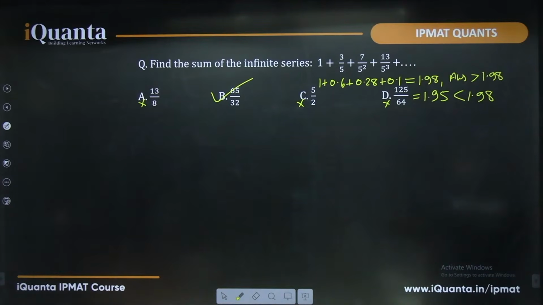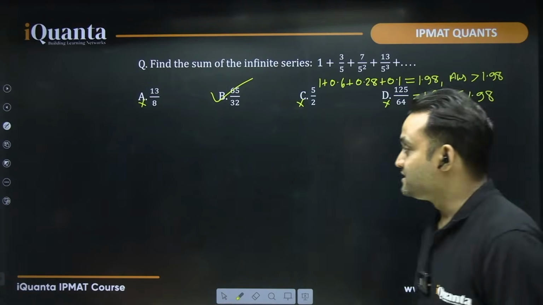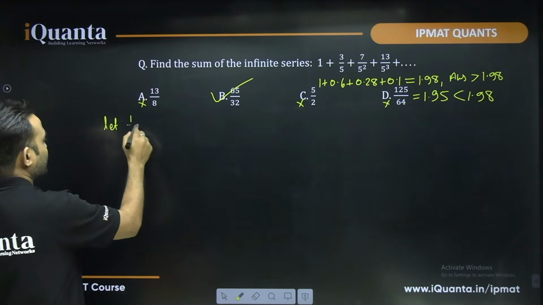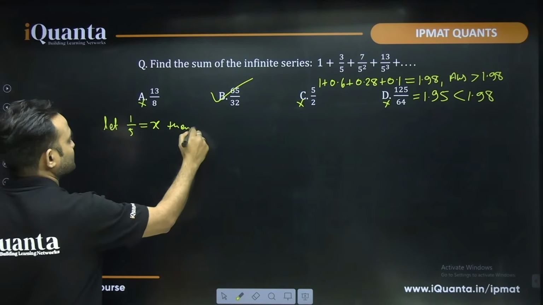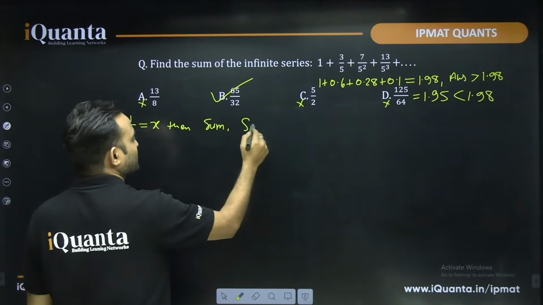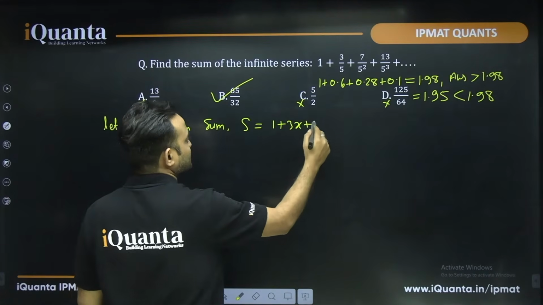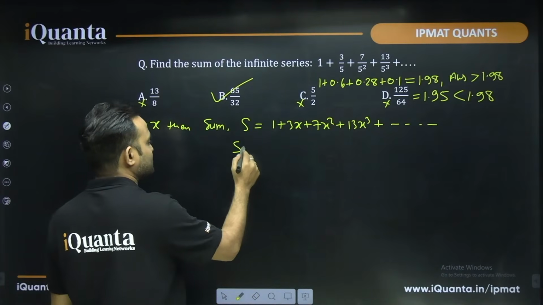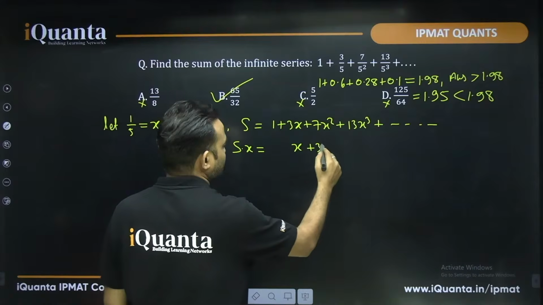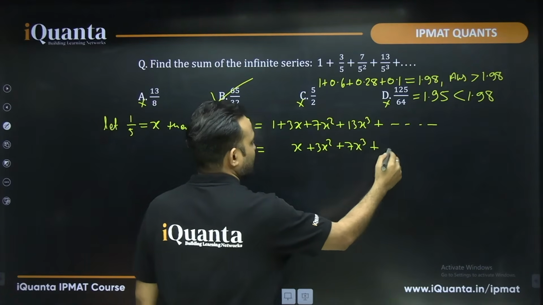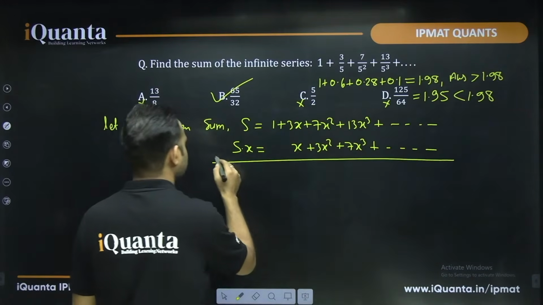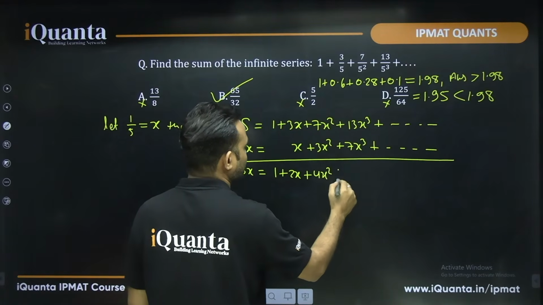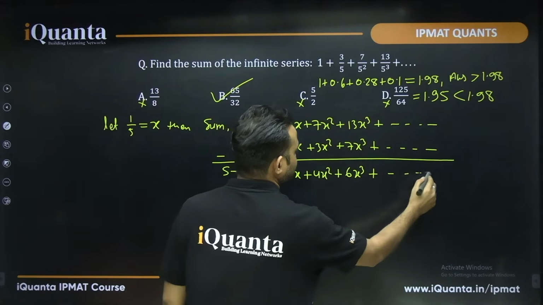Now, who else is interested in solving using the proper value? See, let 1 by 5 is equal to x. Then the sum s will be equal to 1 plus 3x plus 7x square plus 13x cube and so on. Then multiply this by x and take it from second term, x plus 3x square plus 7x cube and so on. Now subtract these two. S minus sx is equal to 1 plus 2x plus 4x square plus 6x cube and so on.